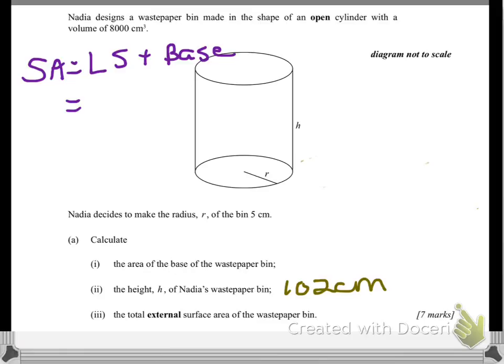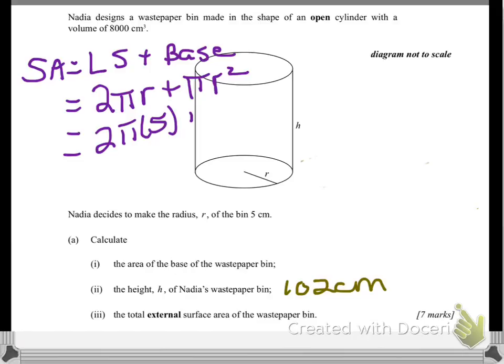The width of it, it's going to be a rectangle. If you imagine if you ever took a label off of a soup can, it's a rectangle. And so the length of it is going to be the circumference of a circle, which is 2 pi r, plus the base, which is pi r squared. All right, and so we have 2 times pi times 5, plus we already got the base.